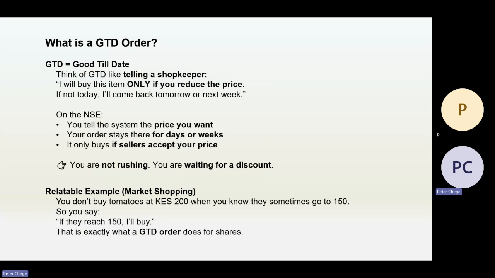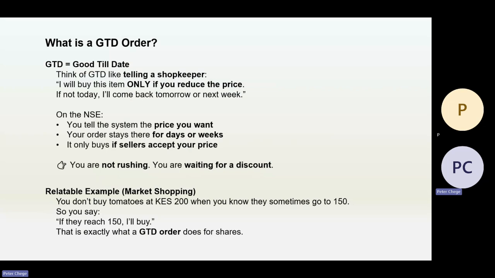So think of GTD like telling a shopkeeper, I want to buy this item, only you reduce the price. If not today, I'll come tomorrow or even next week. It's the same thing. What you're telling the sellers is, I will only buy when you come down to my price. I've given you enough days. When you come to that price, just give me the shares.